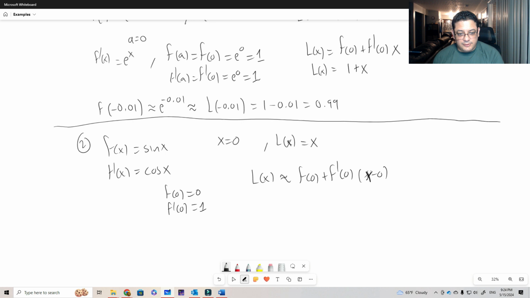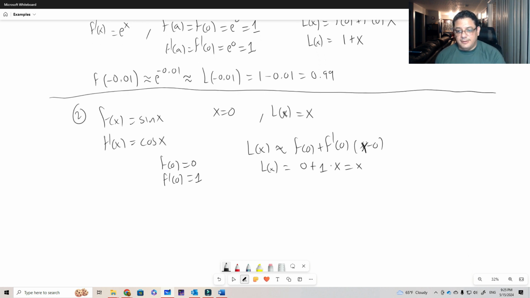And so that's just 0 plus 1 times x. This is where I get that the linear approximation is x. Now if I want to use this for approximating a given value, let's say I want to approximate sine of 0.01, then I can approximate this by using this linear approximation, and this is going to be 0.01 since I'm just plugging in here. Alright, that's a couple of examples of linear approximation.